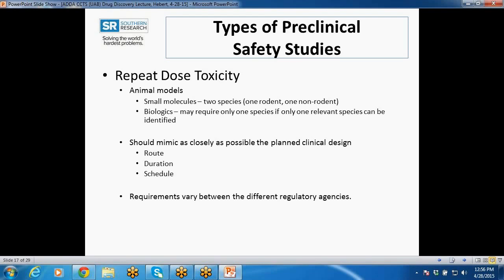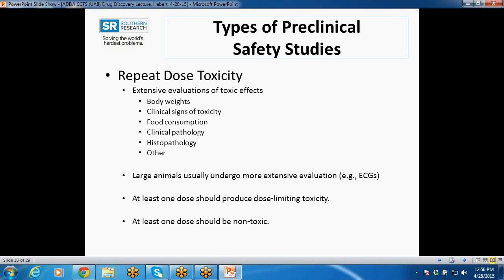Same duration of testing and the same schedule of testing. As I say here, the requirements vary between the different regulatory agencies. Typically, for small molecules, we will have to do 2 species, and biologics just 1. Your repeat dose toxicity testing is going to have a much more extensive evaluation. You're going to look at body weights, clinical signs of toxicity, typically food consumption, hematology, clinical chemistry, coagulation effects under clinical pathology, and one of the most critical things to look at is your histopathology.